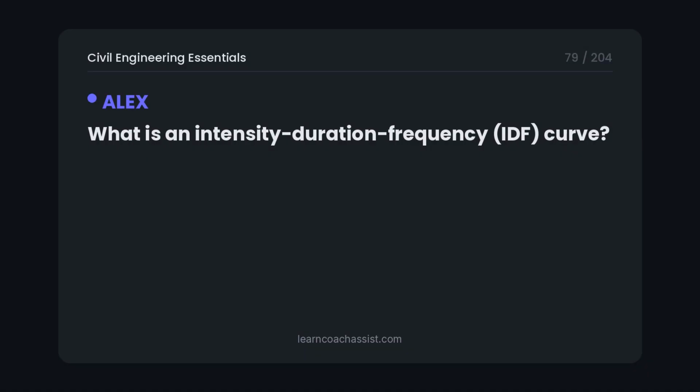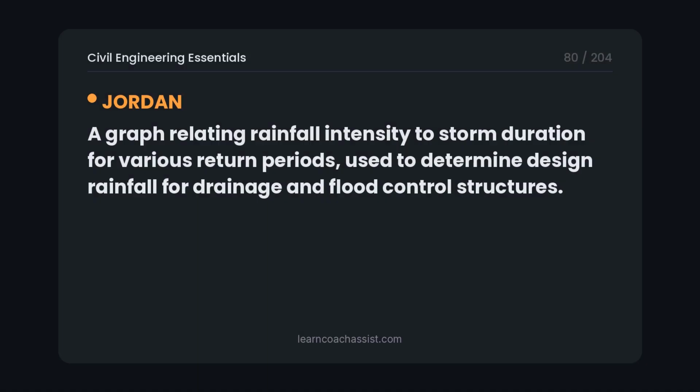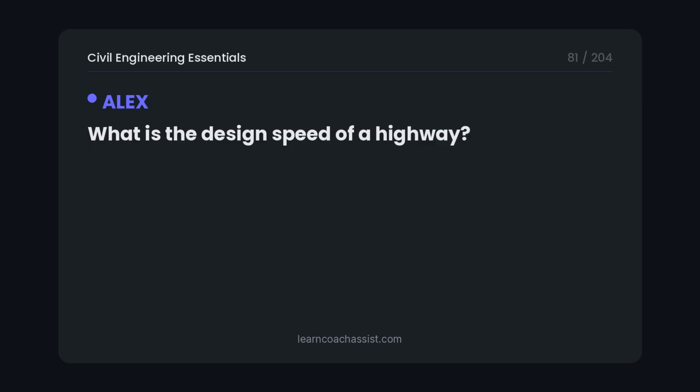What is an intensity duration frequency (IDF) curve? A graph relating rainfall intensity to storm duration for various return periods, used to determine design rainfall for drainage and flood control structures.